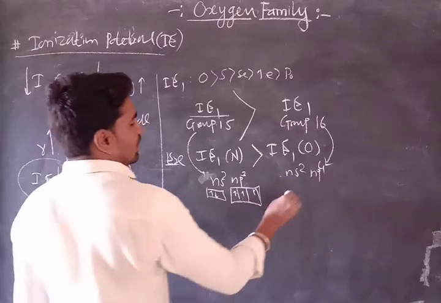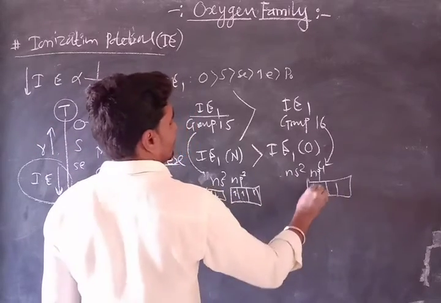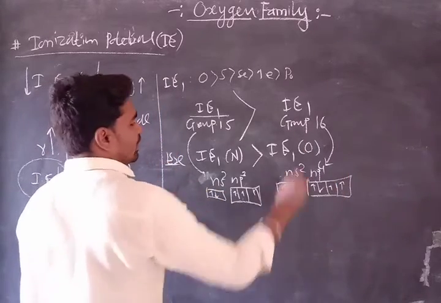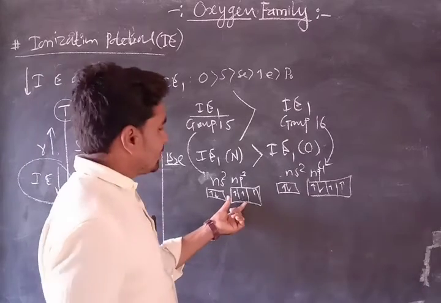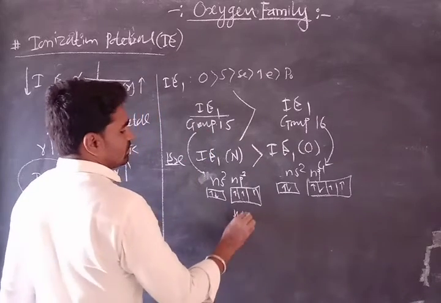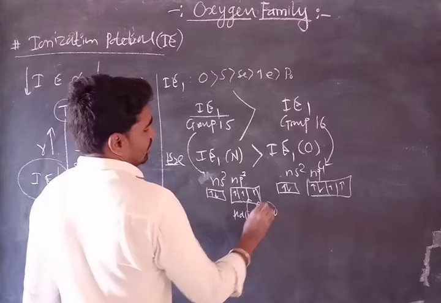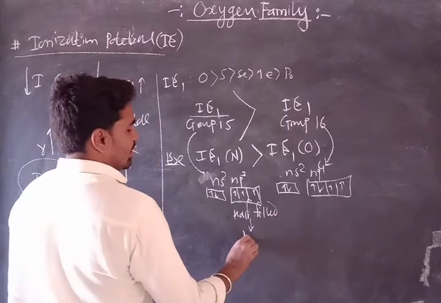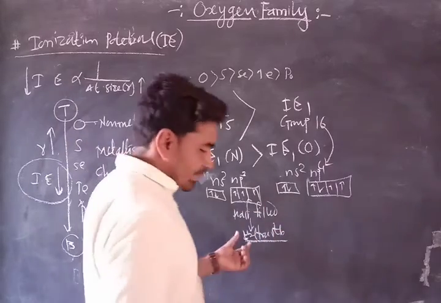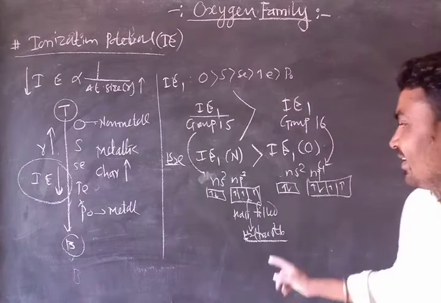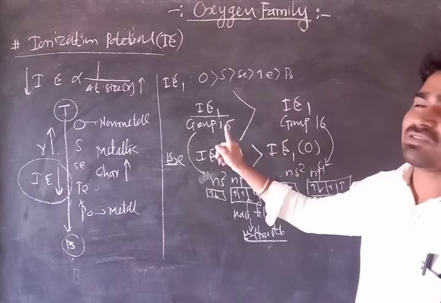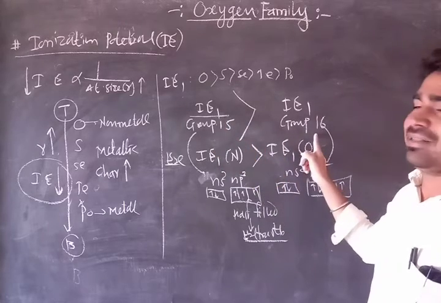So here the p orbital is filled like this, and the ns2 orbital is completely filled. So we know that the p orbital of group 15 elements is half filled, and because of being half filled, it is somewhat extra stable. If it is extra stable, that means it requires a very large amount of energy to remove its electrons. That's why its first ionization energy is greater than this.